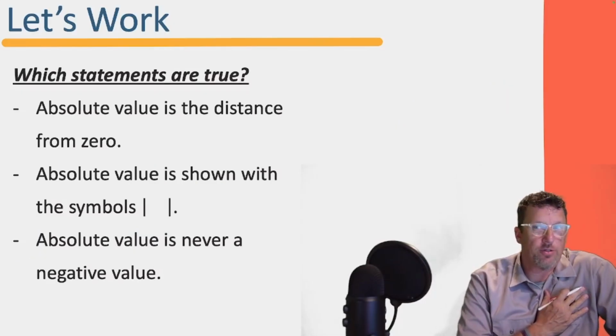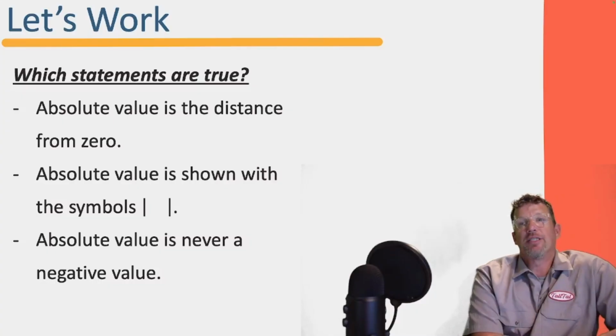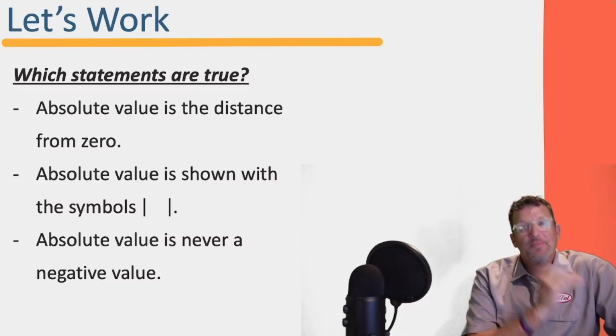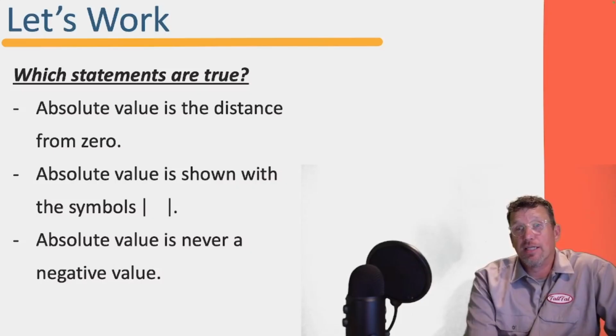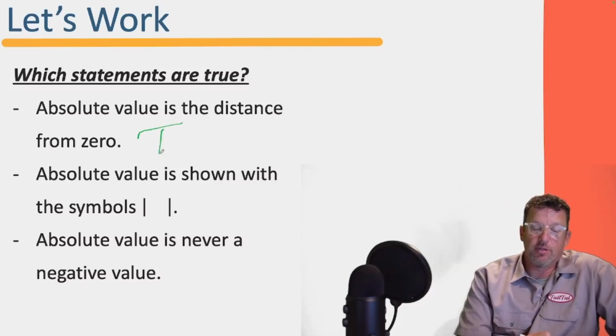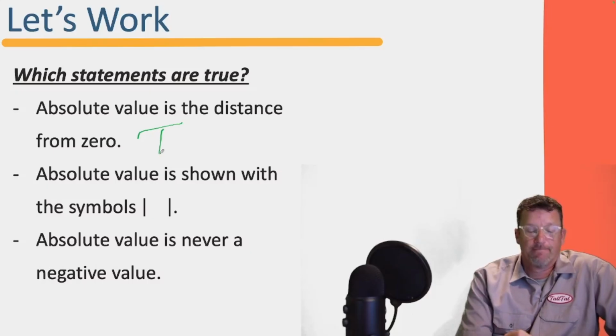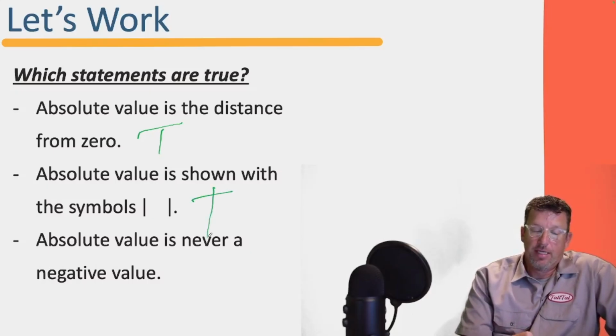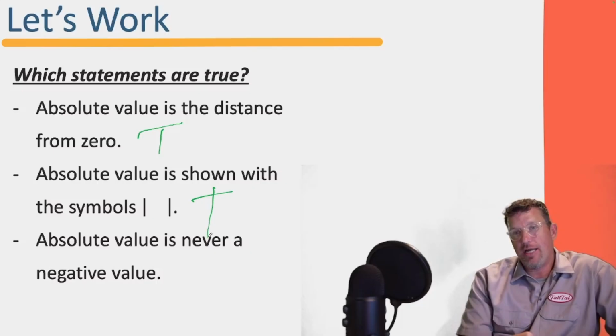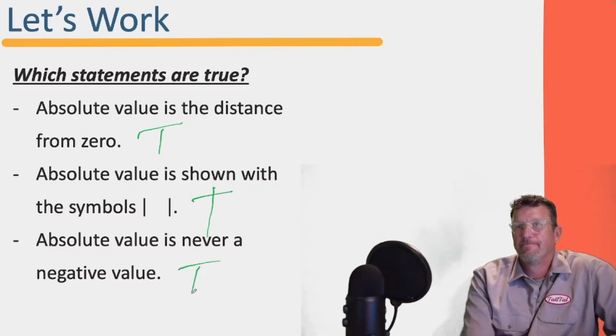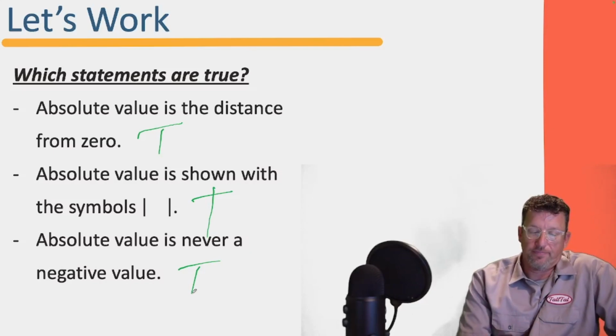Which of these are true? Absolute value is the distance from 0. Is that true? Yeah, it's the definition of absolute value. Absolute value is shown with these symbols, the 2 lines. That is absolutely true. An absolute value is never a negative number. That is also true. Boom. All 3 of these statements are true.